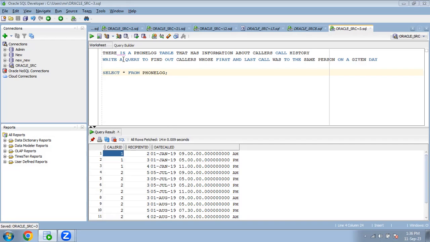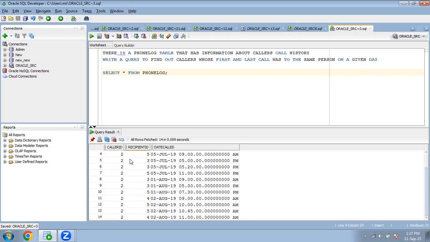The question here is: write a query to find out callers whose first and last call was to the same person on a given day. So if we consider this caller ID, caller 1, and the date of that call, on the first of January, the first and last call should be to the same recipient. Here the first is to 2 and the last call was to 4, so that will not give us the expected results.